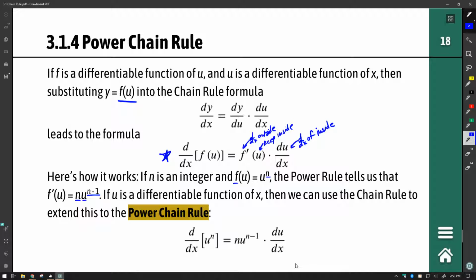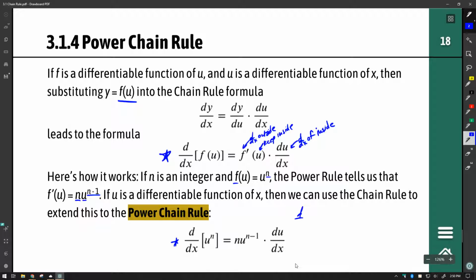So if u is a differentiable function of x, we can use the chain rule to extend this to the power chain rule, so that if we have the derivative of u to the n, where u is a function, that derivative is n u to the n minus 1 power times du dx.